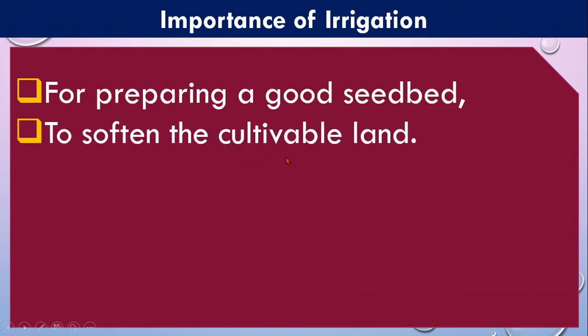Next one is to soften the cultivable land. That means the cultivated land needs to be soft and needs moisture content. Otherwise, the plant cannot take up the nutrients without the water.